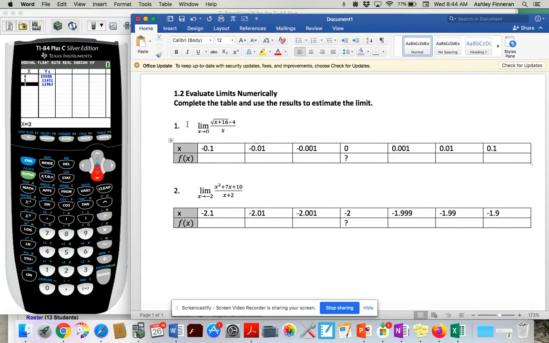So we are trying to evaluate the limit as x approaches 0. Now, if you look at the calculator at 0, the calculator is giving you an error. And we're trying to figure out what's happening there. So we could graph this and look at the graph.